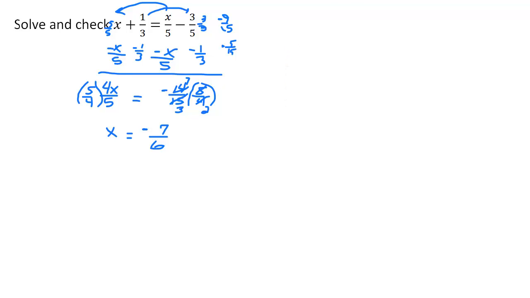Let's work it a different way. Back to the original equation, x plus 1/3 equals x over 5 minus 3 over 5. Another way of thinking of this is you can multiply everybody by the least common multiple, and that will help clear your fractions. So the least common multiple of a third, x over 5, and 3 over 5 is 15. So if I multiply the left side by 15, I also have to multiply the right side by 15.